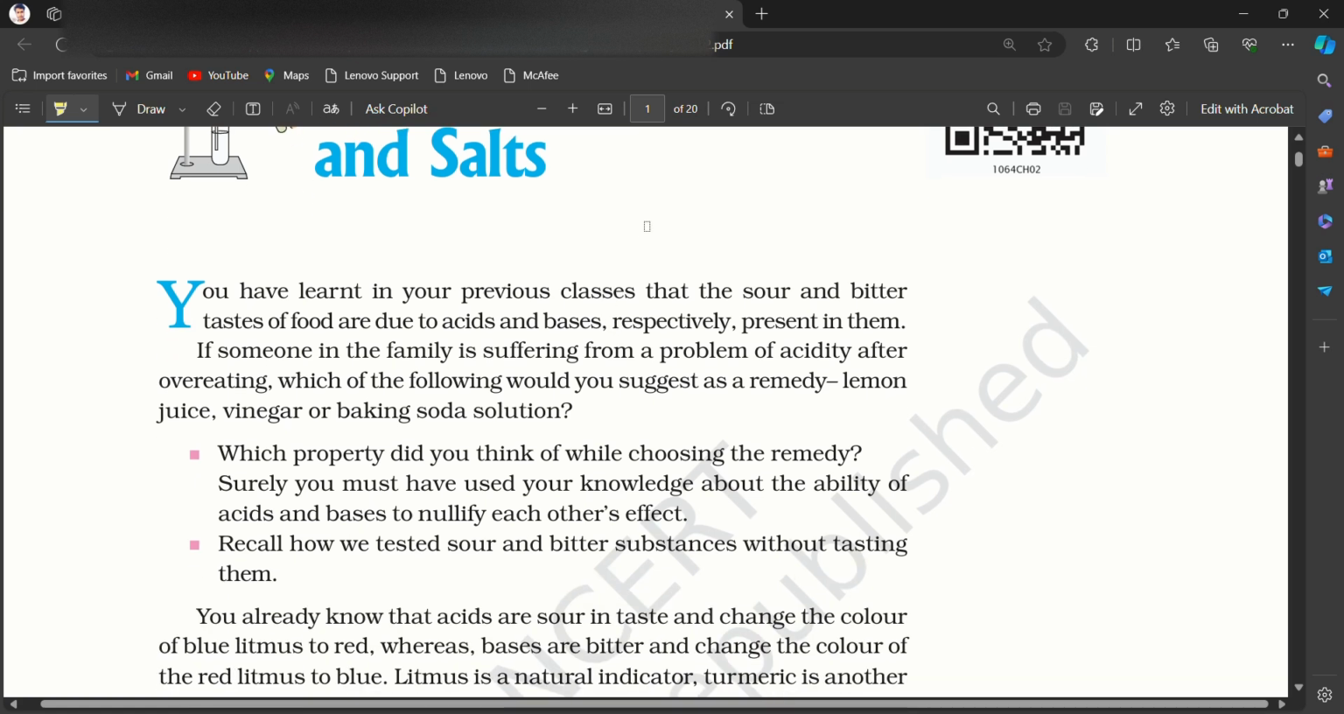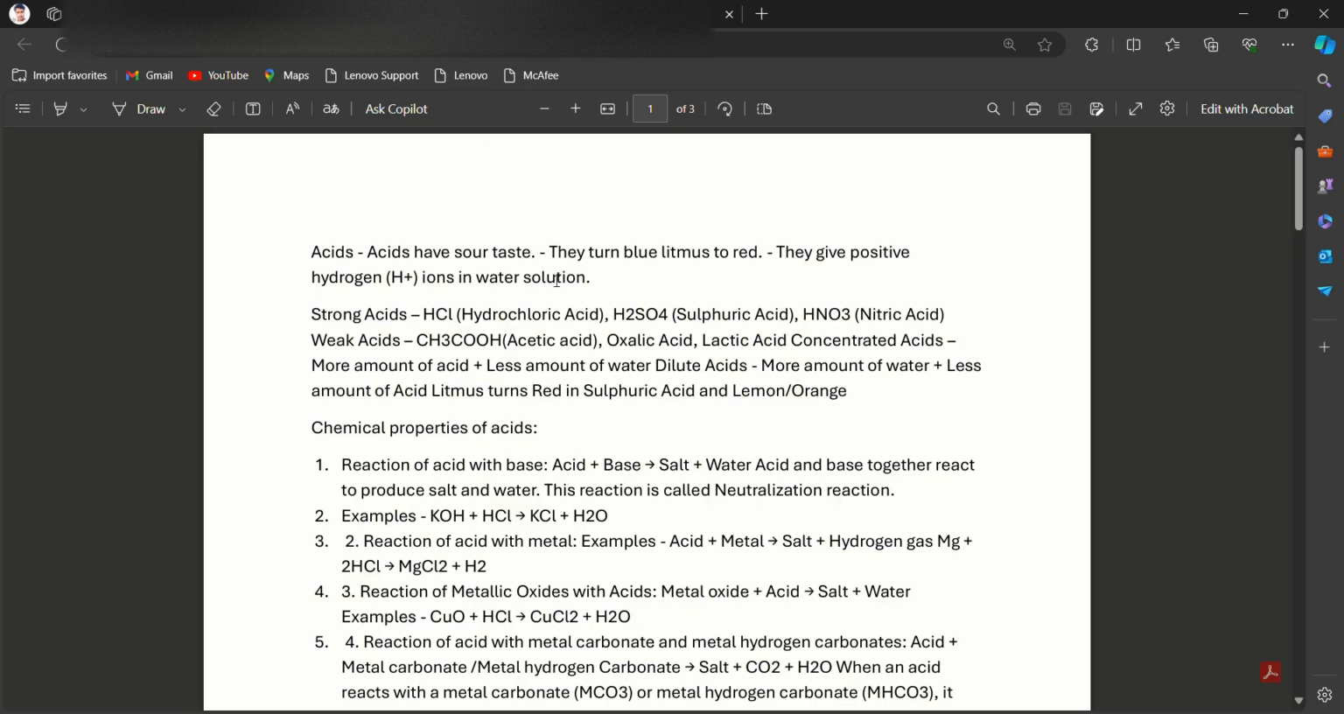So you have learned in your previous classes that the sour and bitter taste of food are due to acids and bases, respectively, present in them. So we should study this first, then we will come to our chapter. So let's start from here. Acids. So what are acids? There is a definition of acids.